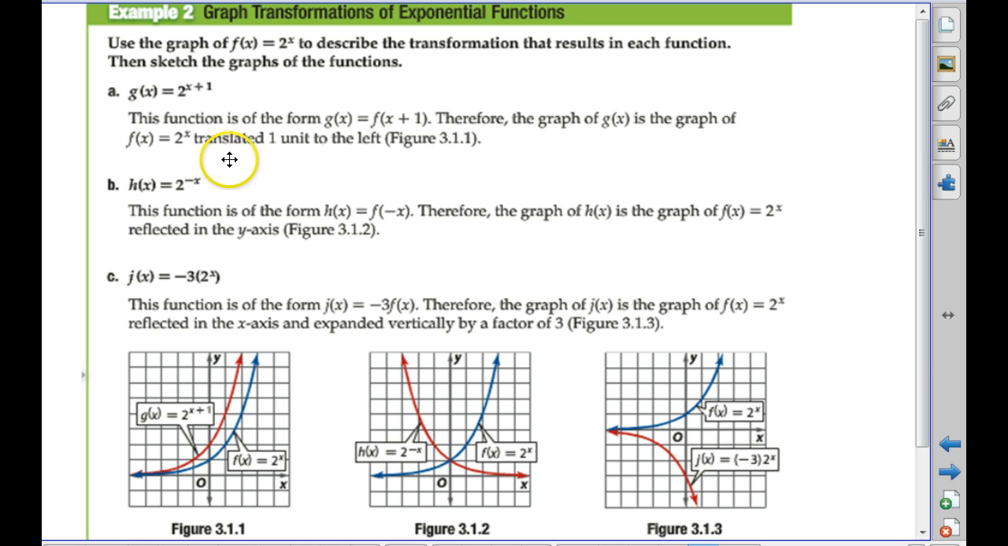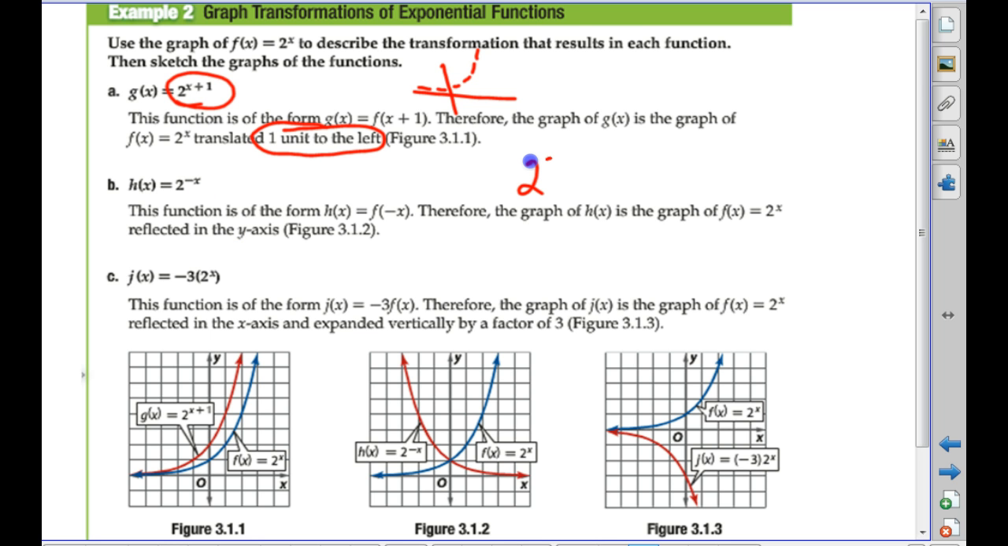All right, they want us to talk about the shifts. And I'm good if we just go over them very quickly here. 2 to the x plus 1. Well, 2 to the x looked like this. What would a plus 1 on the x do? Left 1. Okay, this will shift the graph 1 unit to the left. So it's down here. The blue is the original, the red is the new one.